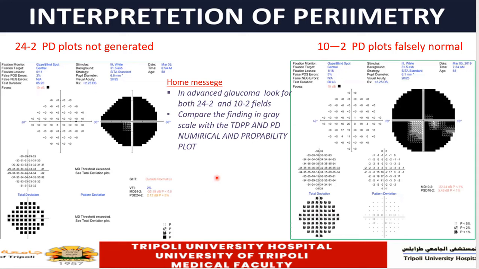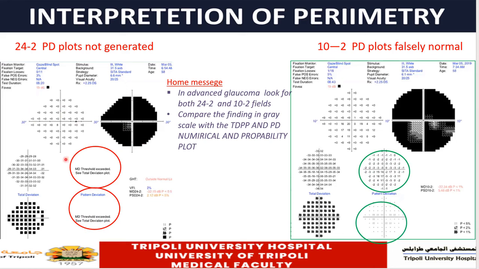In this slide, I will discuss what we should do to avoid misinterpretation of the 24-2 in severe cases of glaucoma with marked depression in the retinal sensitivity. You can see here in the 24-2 that the pattern deviation numerical plot and the pattern deviation probability plot are not generated. This is because the mean deviation is worse than 20 decibels. When the mean deviation is below 20 decibels, the pattern deviation numerical and probability plots are not generated. This is number one.